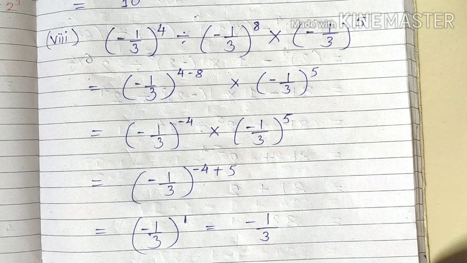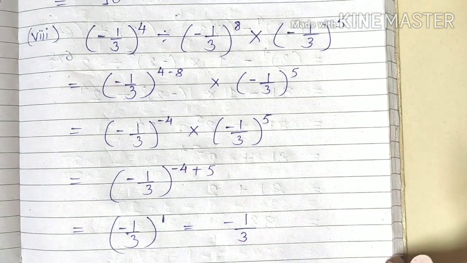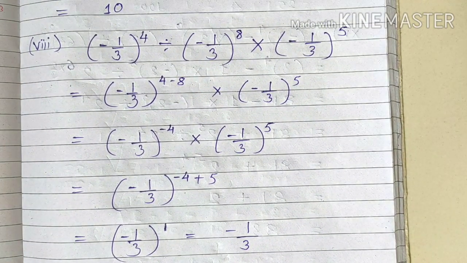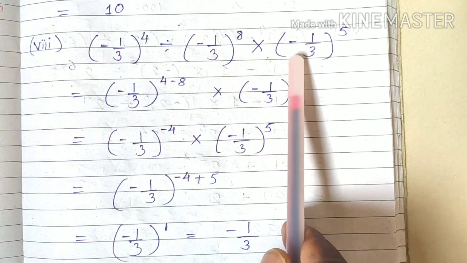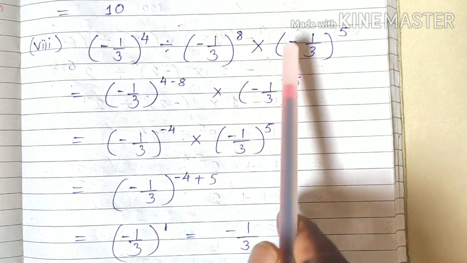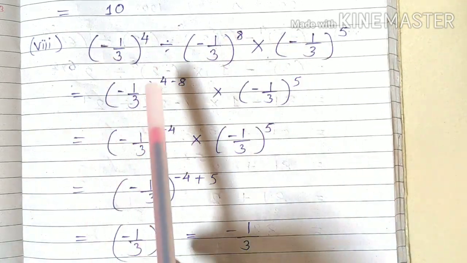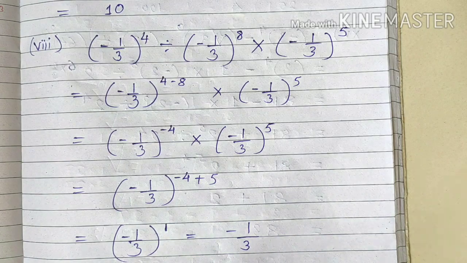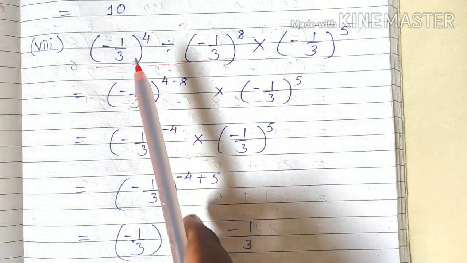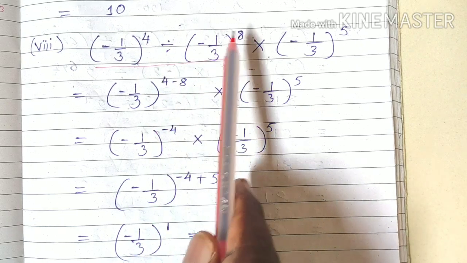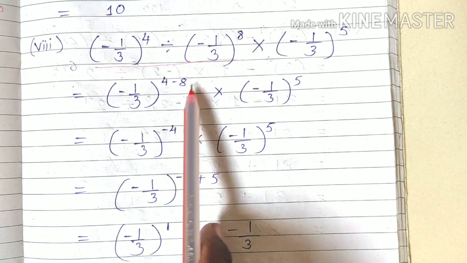Next is our question number 8. So first of all, see the basis of each of them is the same: 1 upon 3 minus 1, upon 3 minus 1. All the bases are equal. Always we will make a division first. So for the division, subtraction of the powers: 4 minus 8. Got it?